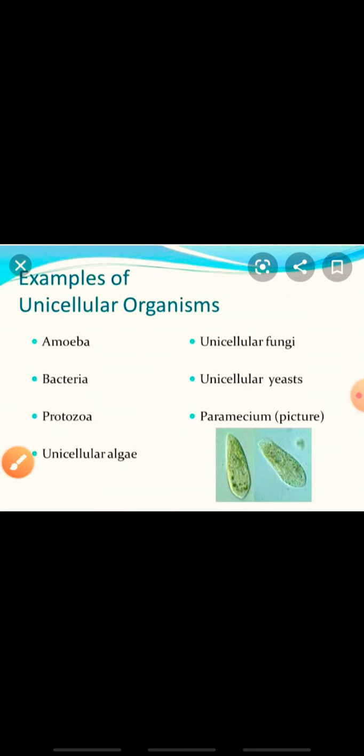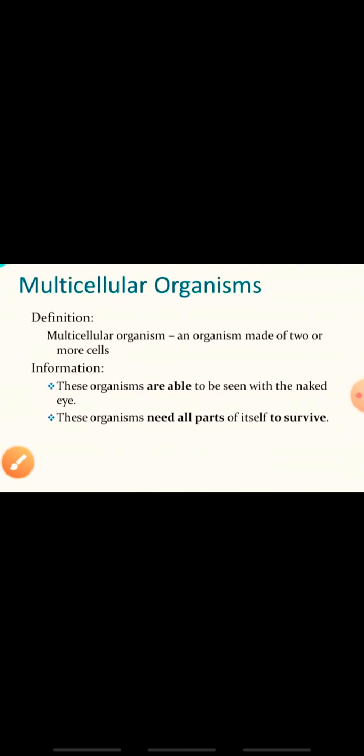And then come multicellular organisms. Multicellular organisms are those organisms that are made up of two or more cells. These organisms we can see with our naked eyes. These organisms need all their parts to survive, meaning every part of a multicellular organism is essential for it to survive.